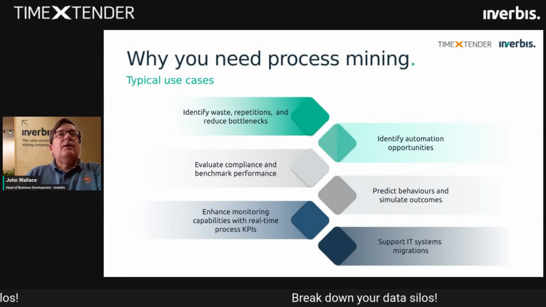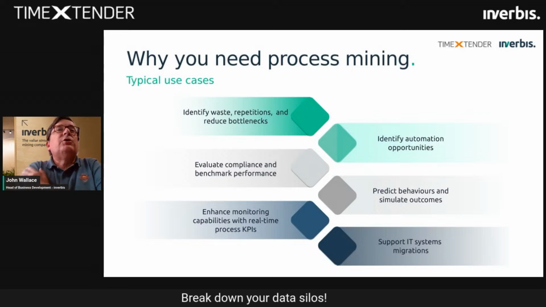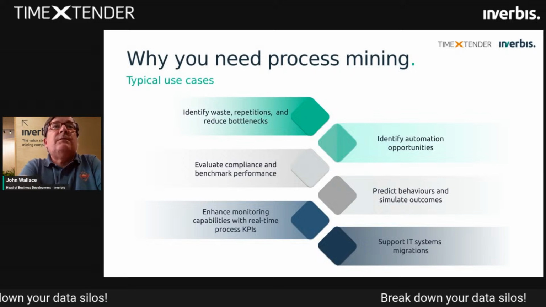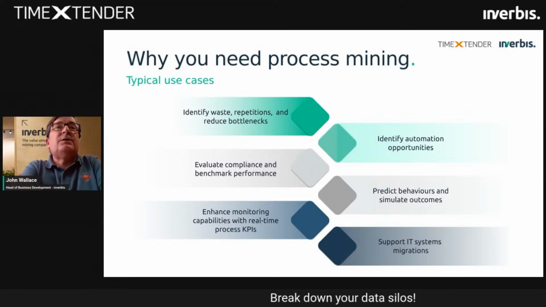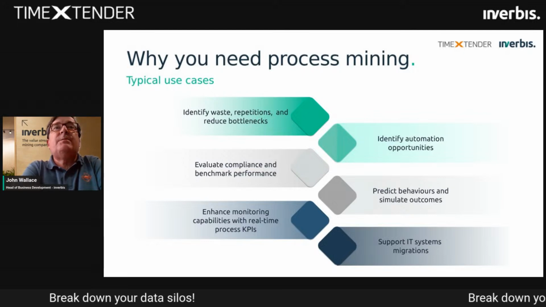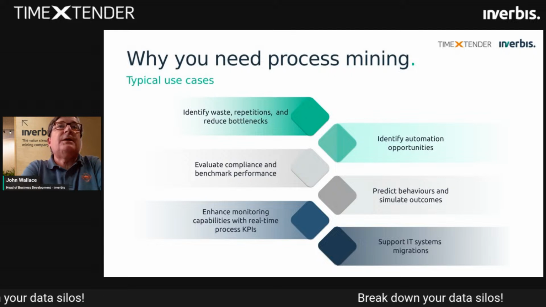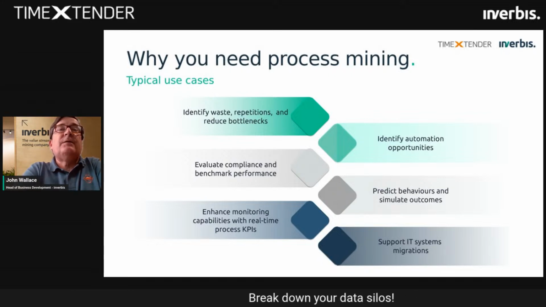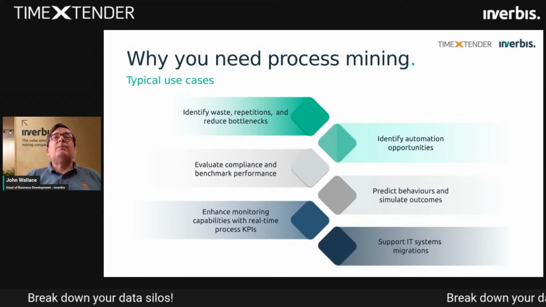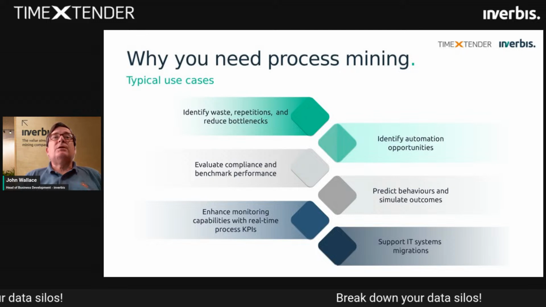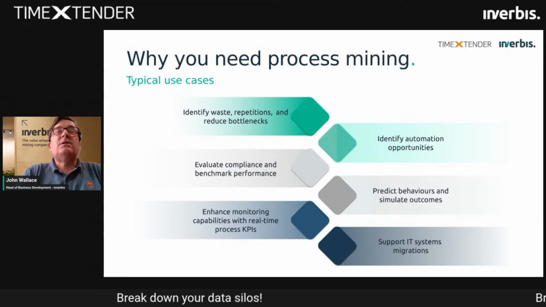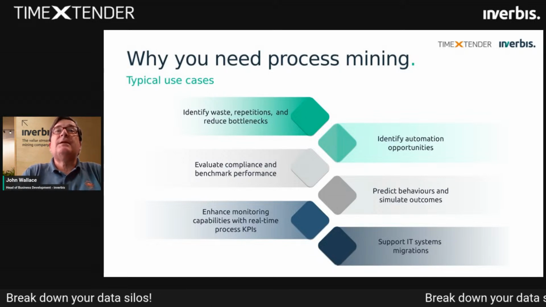What are the typical use cases of process mining? Well, the first one is obvious. It's process improvement, to identify waste, repetitions, reduce bottlenecks, etc. You can also use it to identify automation opportunities. So you can understand your process and see not only the points where you can automate, but even the different variants that you can automate. You can find that automating a process is not as straightforward as it seems, because it doesn't always follow the same path. So you can even select the paths that can have the most value in automation.